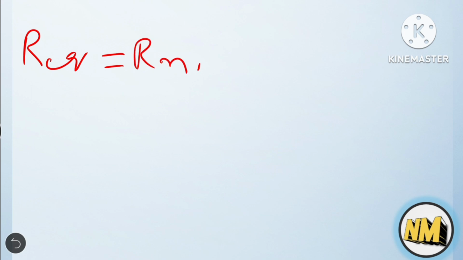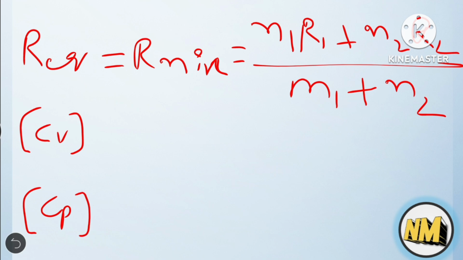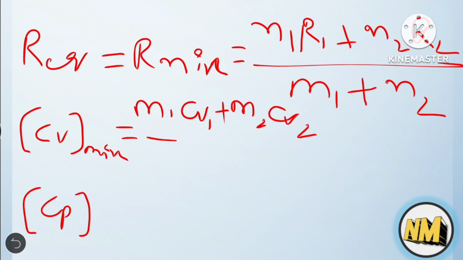Similarly, we saw the R equivalent, which is nothing but R mixture, equal to m1 r1 plus m2 r2 divided by m1 plus m2. We saw this equation. Now I will give the equation for Cv and Cp. For Cv mixture, it is equal to m1 Cv1 plus m2 Cv2 divided by m1 plus m2.